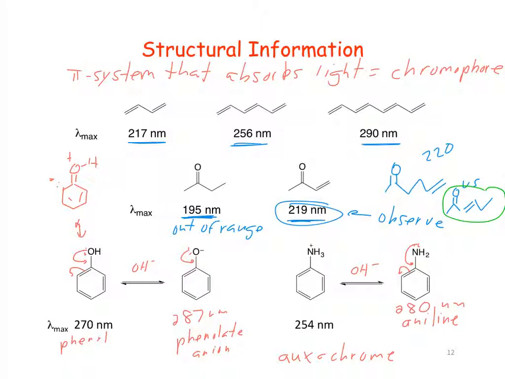Okay? All right, so these are systems here that sometimes you could actually get some information. If you had an unknown and you ran the UV visible spectrum at one pH, and you change the pH and you see a change in the lambda max, then it indicates that you must have some acidic or basic group.